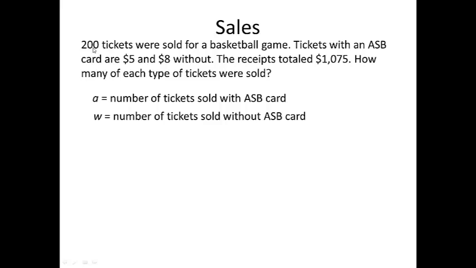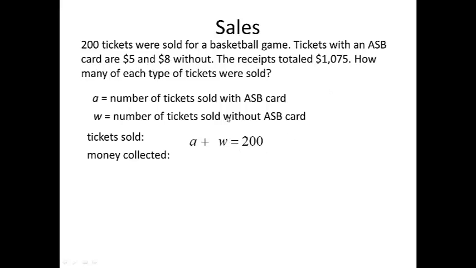So, looking back up here, how many tickets were sold? How can I write an equation with these 2 variables? I know that if I add the number of tickets, A plus W, I'm going to get 200 tickets. This is how many tickets with, how many tickets without, right? That will give me 200 tickets.